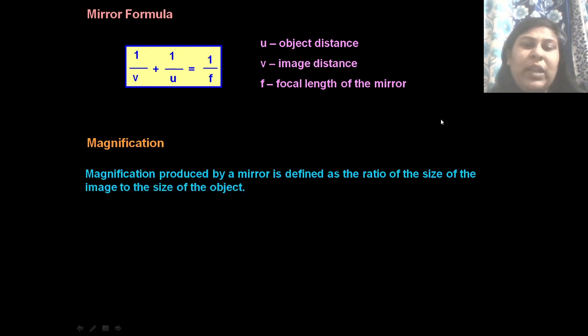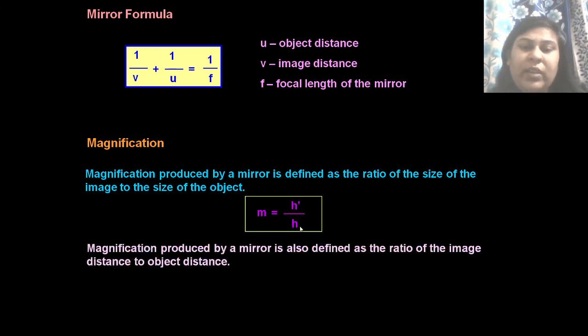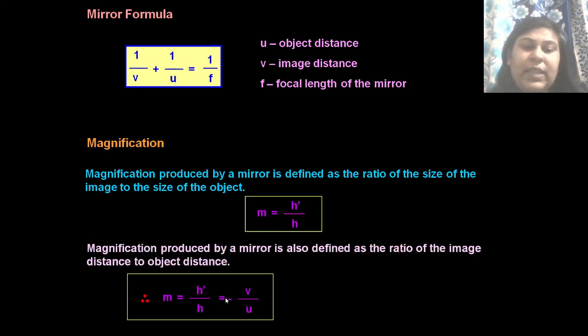Magnification produced by a mirror is defined as the ratio of the size of the image to the size of the object. So m equals h dash upon h. It means the height of the image upon the height of the object. There is another formula, minus v upon u, to explain the magnification.